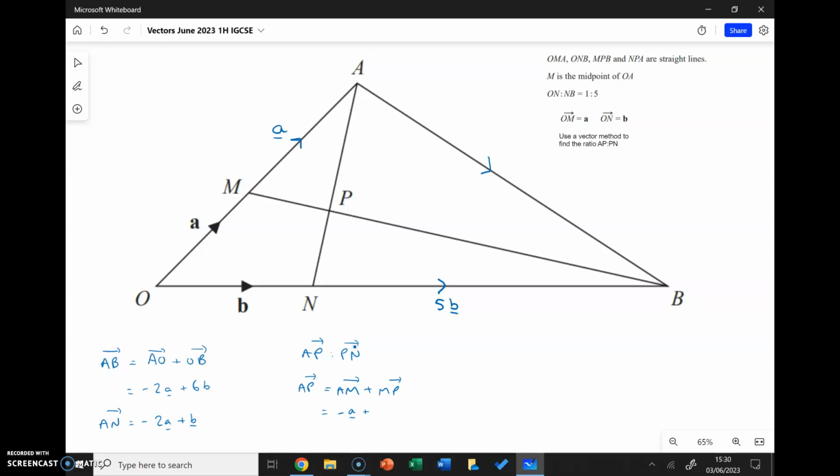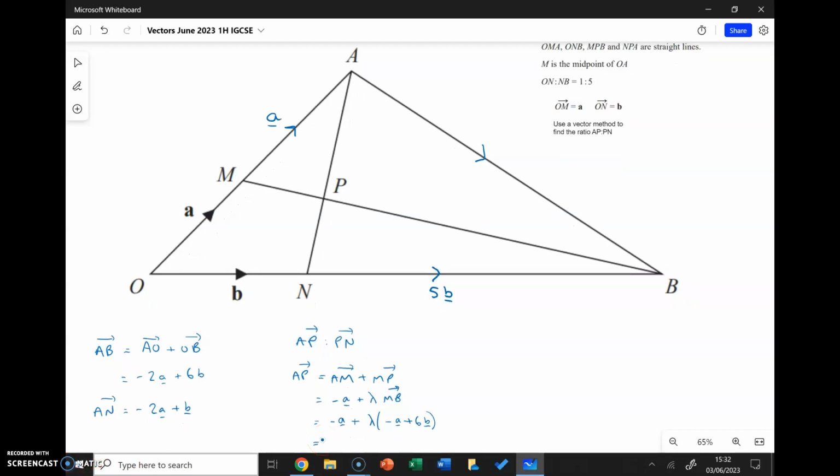So what we do is we introduce this funny looking symbol, it's lambda, a Greek letter, and it's lambda lots of MB. So I don't quite know what this bit is, but it's going all the way across, and it's a little bit of it. So this lambda is saying we're just going to take a little bit of it. So we've got minus a plus, now how do I go from M to B? I go minus a, again because I'm going against the direction, and then all the way along the bottom, so plus 6b.